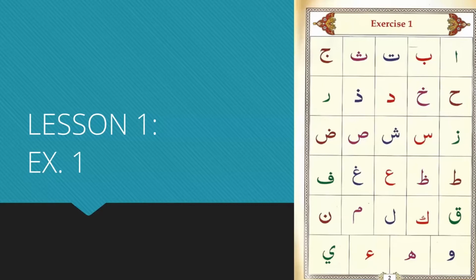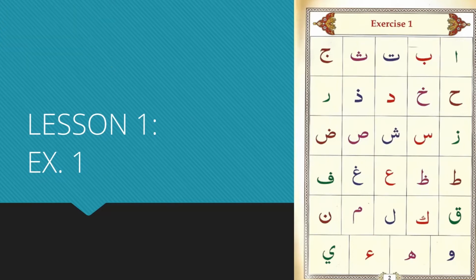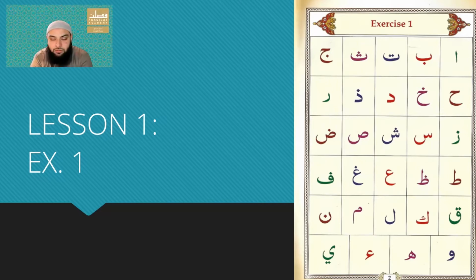Fa, jim, ha, kha, dal, ذال, را. So the raw, just don't go raw, just raw. You're still rolling it a tiny bit before. Raw. را. Okay, next one.